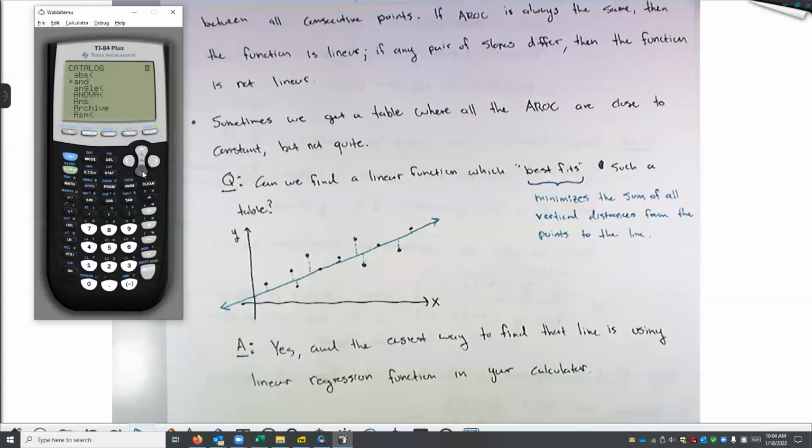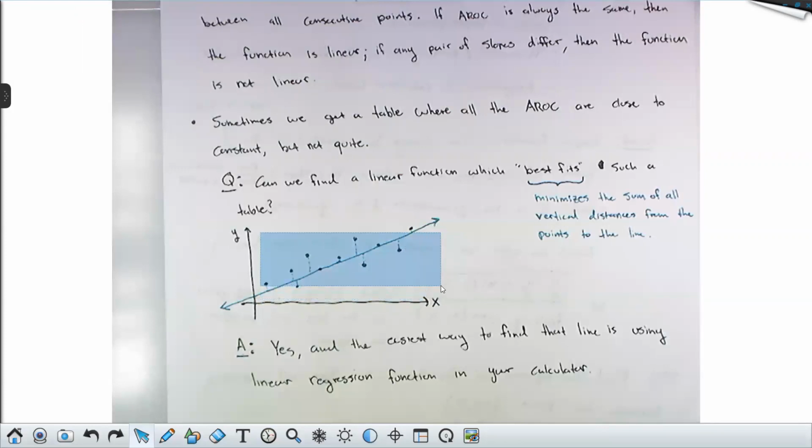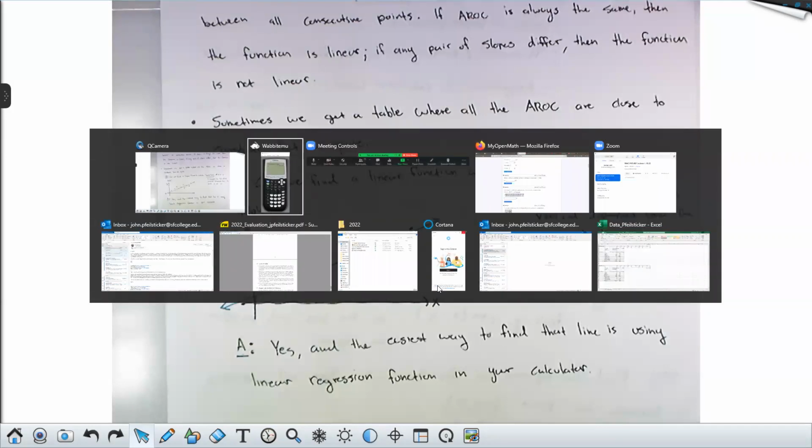And we're going to scroll down until we see diagnostics on. So these are all the functions in the calculator. All right, you see here, diagnostic on. I'm going to hit enter, and then I'm going to hit enter one more time. That's going to enable a tool that kind of measures how linear the data is. And we'll talk about that at the end.